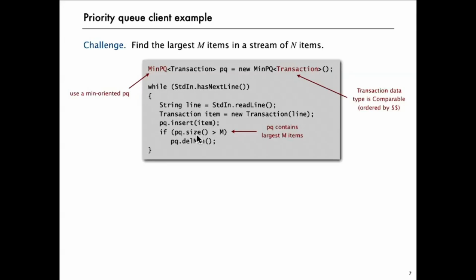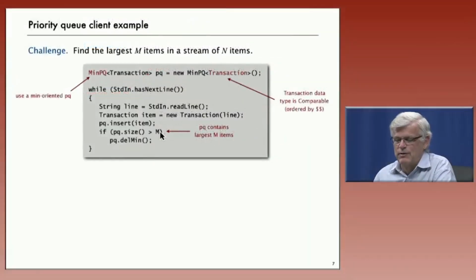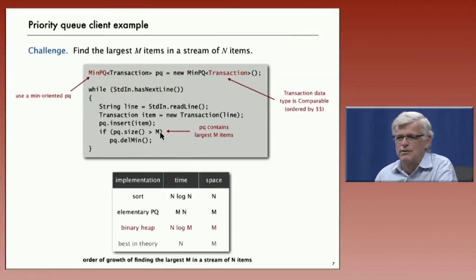Now, if the priority queue has more than M items because we inserted that one, then we want to delete the smallest one there. And that way, we're keeping track of the largest M. Whenever we get a new one, we throw away the smallest one that's there. So even with this huge stream of items coming through, we're only keeping track of the M largest items, and that's a fine canonical client for a priority queue.